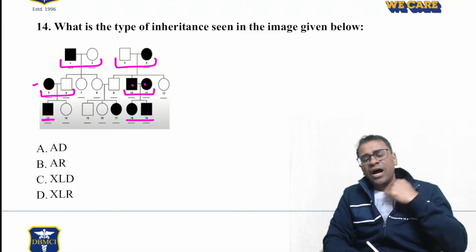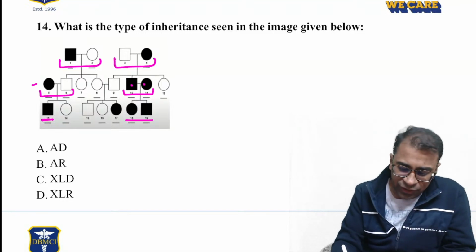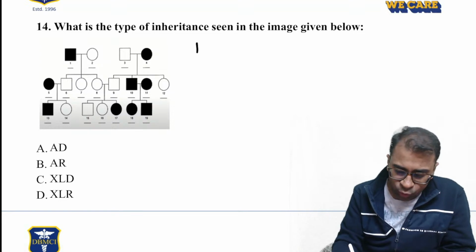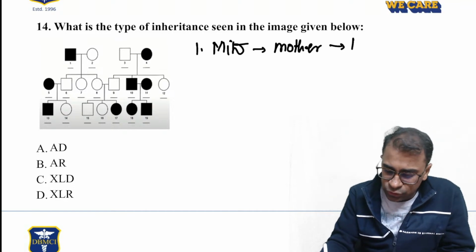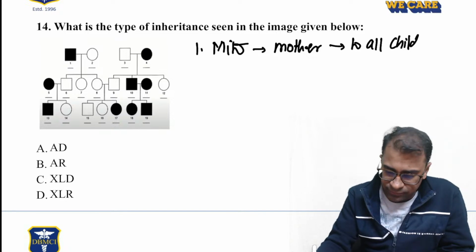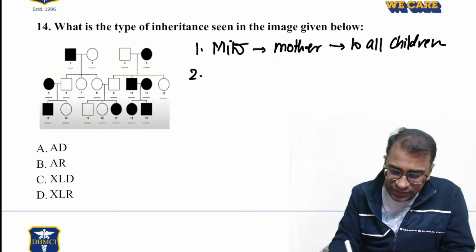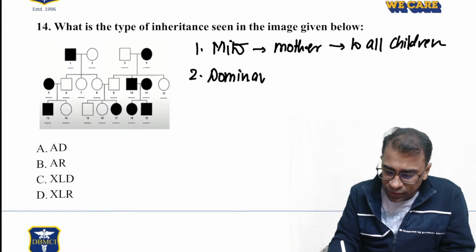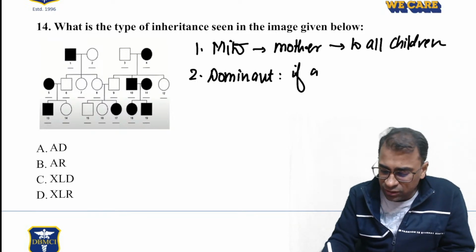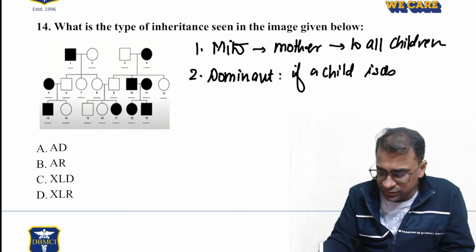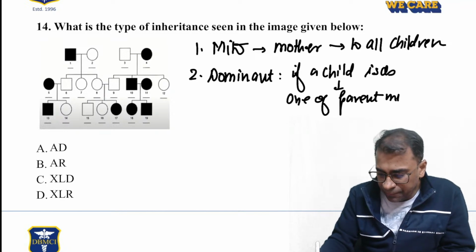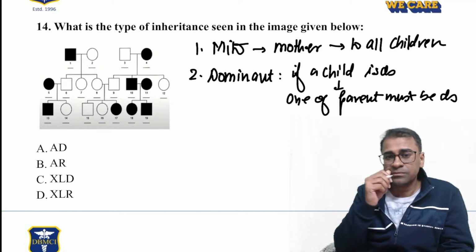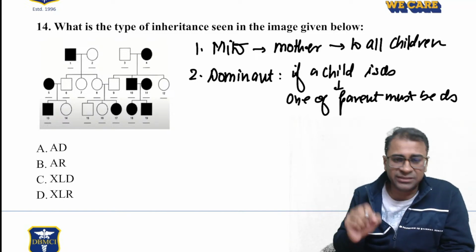Okay, so let's see how to solve a pedigree question. We should apply three rules. Rule 1 says, first look for mitochondrial. In mitochondrial inheritance, the mother will transmit to all children. Second is the rule of dominance. For a dominant condition, if a child is diseased, one of the parents must be diseased.